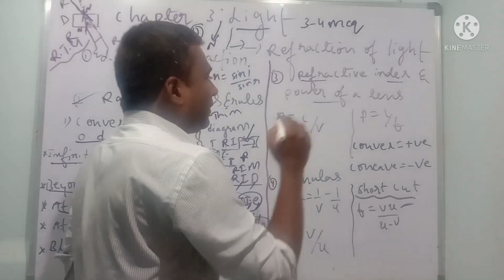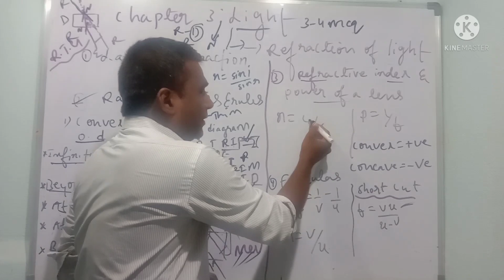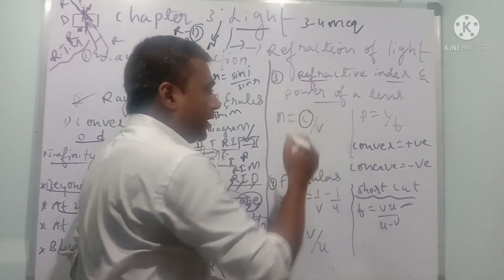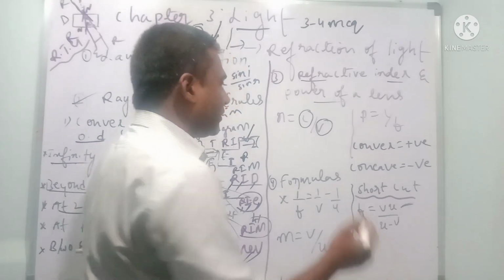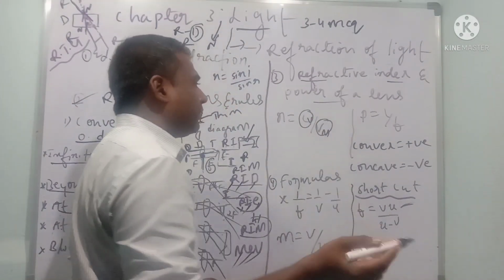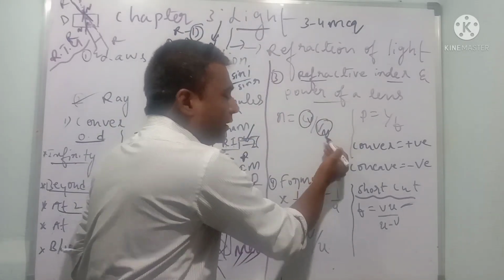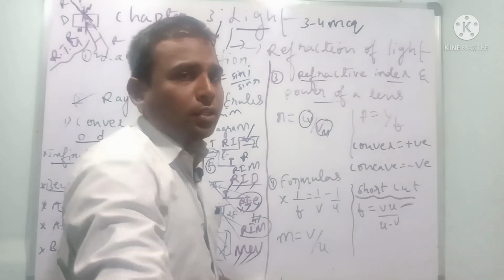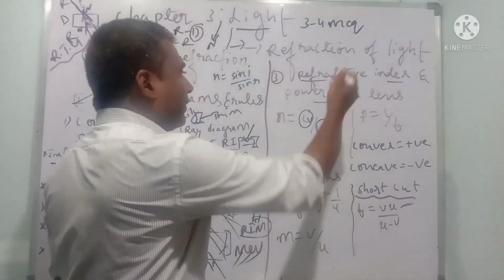It is given by a formula. It has a simple meaning: the speed of light in air and the speed of light in any medium. That is, this is Vm, this is Cv. Means the speed of light in vacuum or air, and the speed of light in any other medium: air, water, glass medium, etc.